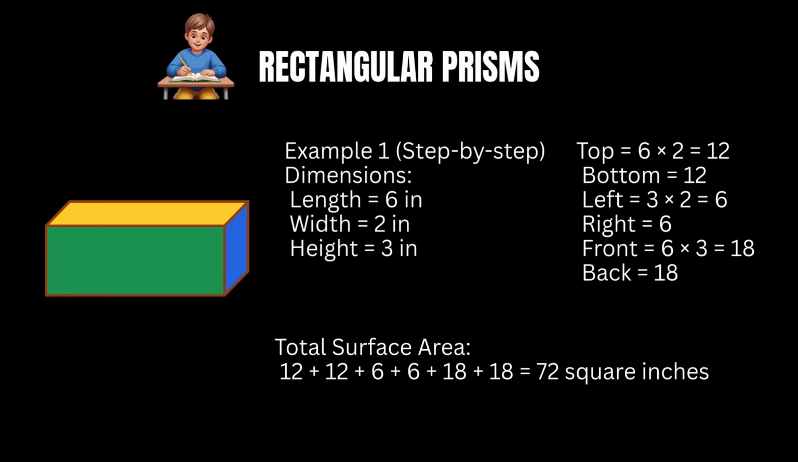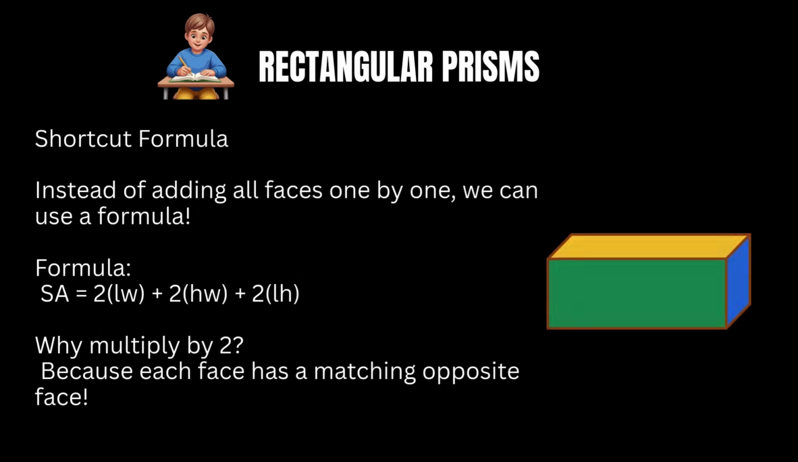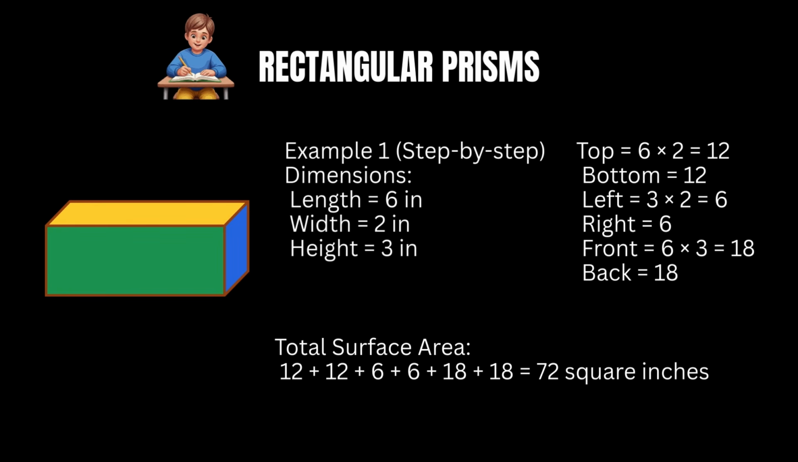Example 1. Step by step. Dimensions. Length equals 6 inches. Width equals 2 inches. Height equals 3 inches. Top equals 6 times 2 equals 12. Bottom equals 12. Left equals 3 times 2 equals 6. Right equals 6. Front equals 6 times 3 equals 18. Back equals 18. Total surface area: 12 plus 12 plus 6 plus 6 plus 18 plus 18 equals 72 square inches.